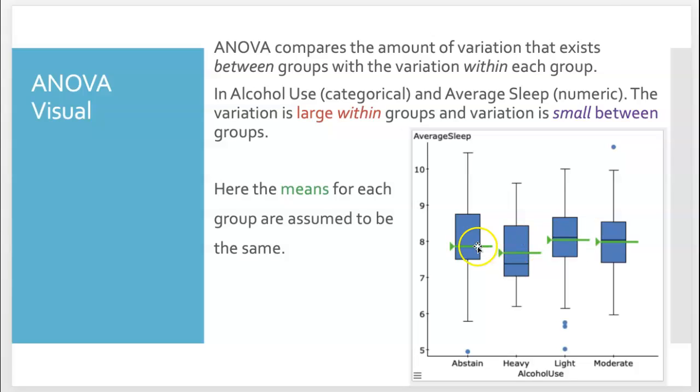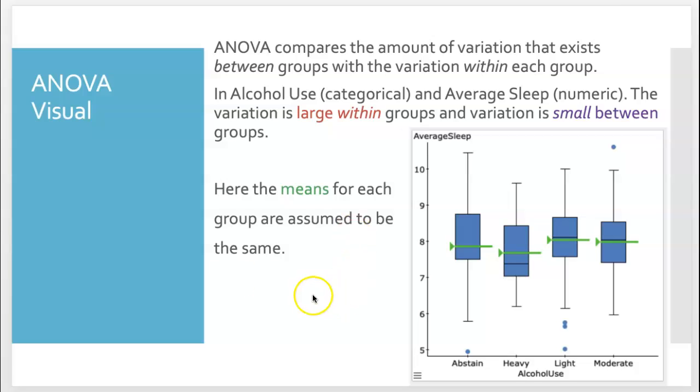Okay, so in this case, what our test would do if the variation is large within groups and the variation is small between groups, we would fail to reject the null. If our data looked like this, we would fail to reject the null and conclude that all the means are the same. They would compare this variation between and the variation within. It's a very important concept in understanding what this ANOVA output is giving you.